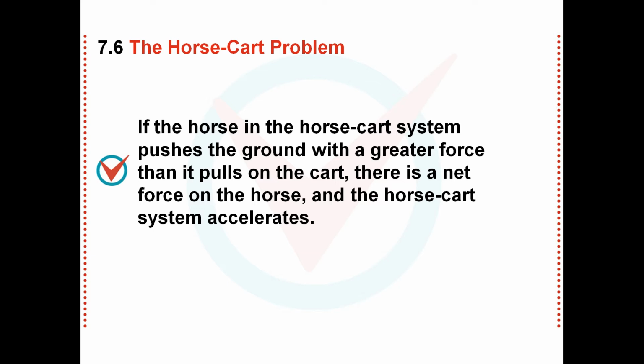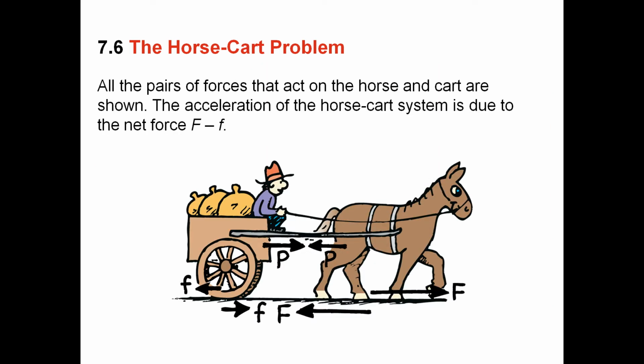The horse-cart problem. If the horse in the horse-cart system pushes the ground with a greater force than it pulls on the cart, there is a net force on the horse, and the horse-cart system accelerates. Here's our horse and cart. All the pairs of forces that act on the horse and cart are shown. The acceleration of the horse-cart system is due to the net force of large F minus small f.